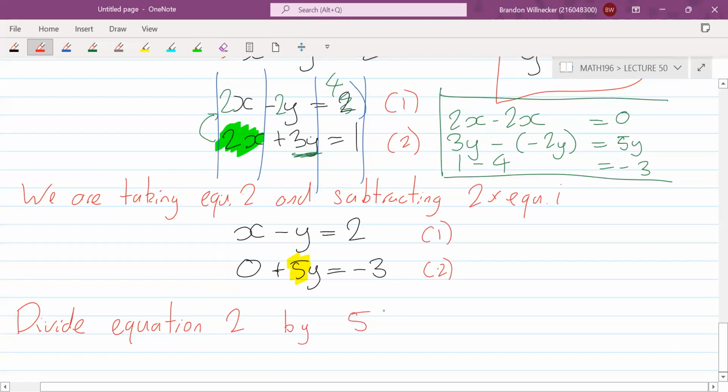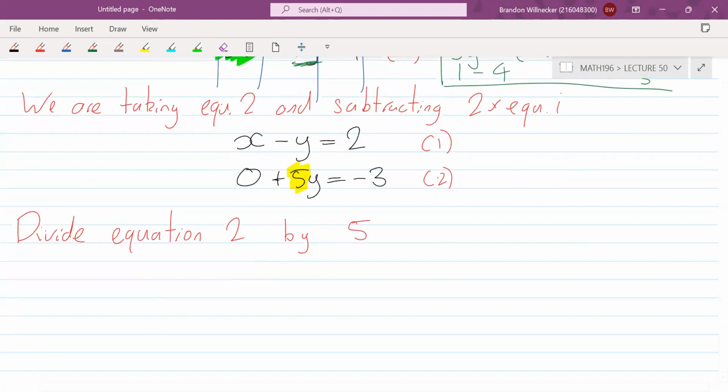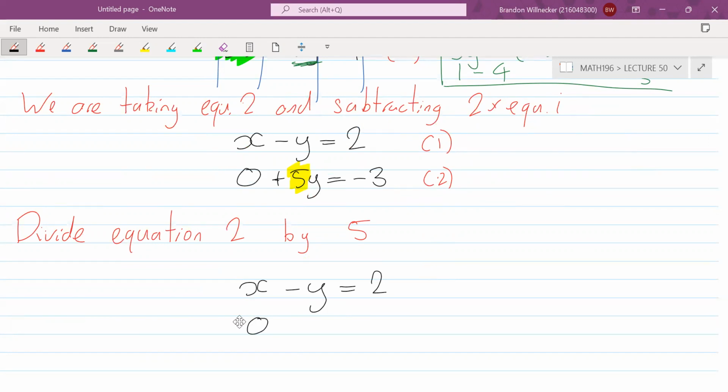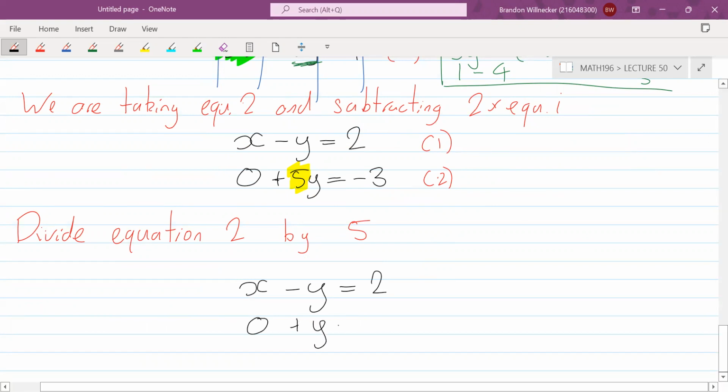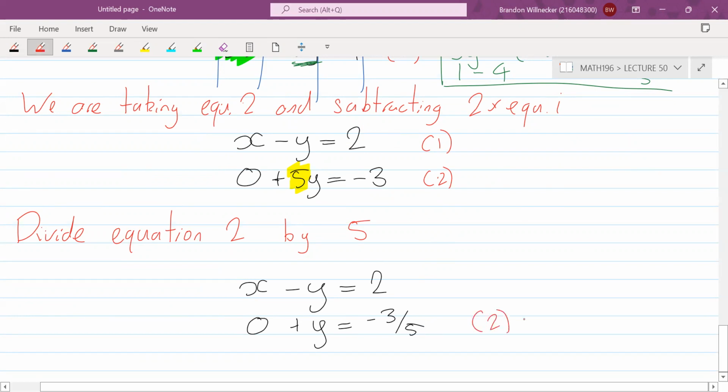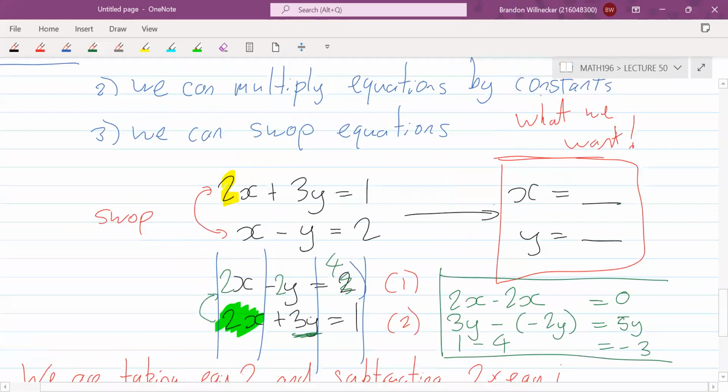Then that means y is then by itself. So we're going to get x minus y is equal to 2. And then we're going to have 0. Let's just keep the 0 for now. Plus y is equal to minus 3 over 5. Okay, so I have just divided equation 2 by 5. So we can say equation 2 divide by 5. Okay, and if we ignore the 0, that is exactly what we wanted our second equation to be. We wanted it to be y equals the solution for y.